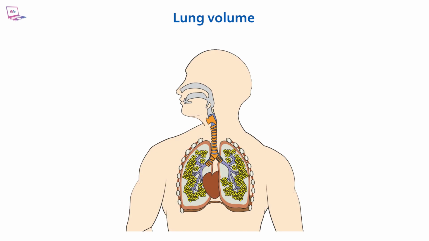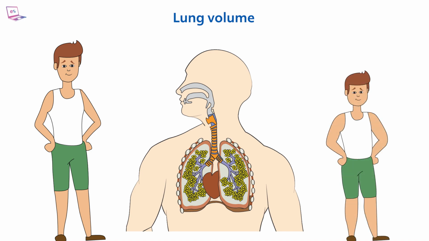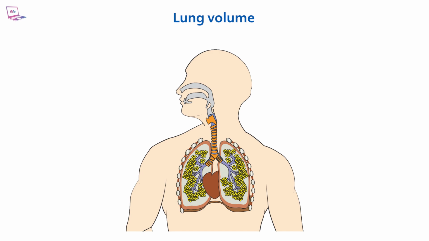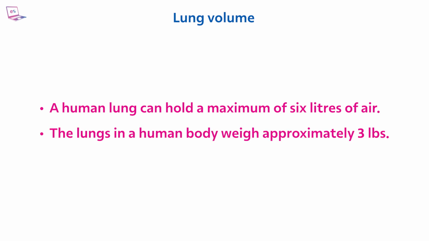Lung volume varies with a person's height. As taller people have larger chests, their lung capacity is higher than that of shorter people. Also, the lungs are not of equal size, and the right lung is slightly bigger than the left lung. A human lung can hold a maximum of 6 liters of air. The lungs in a human body weigh approximately 3 pounds.